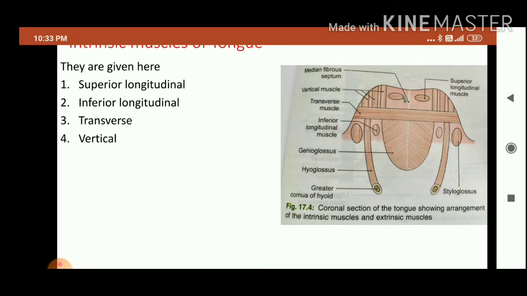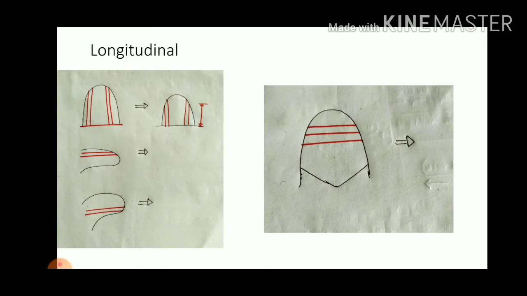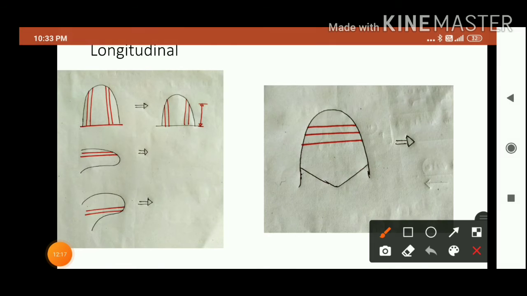Now let us look at the functions of the intrinsic muscles. When you come to their function, remember one line: the intrinsic muscles are responsible for the shape and size of the tongue. Remember, not the position. Extrinsic muscles are responsible for the position of the tongue, whereas intrinsic muscles are responsible for the shape and size of the tongue.